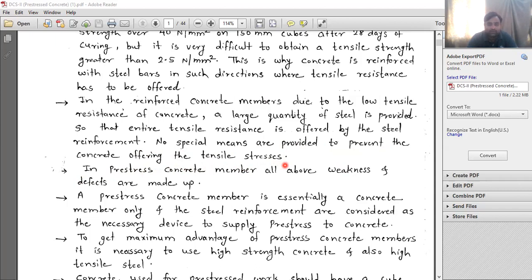Work is going on that. Some research work is going on on how to improve the tensile strength of the concrete, and how we can make a concrete which can resist the tensile stresses also. But right now, up to date, there are no special means provided to enable the concrete to offer the tensile stress.